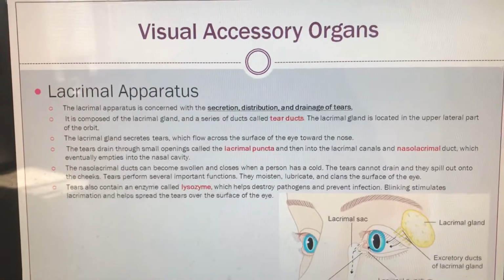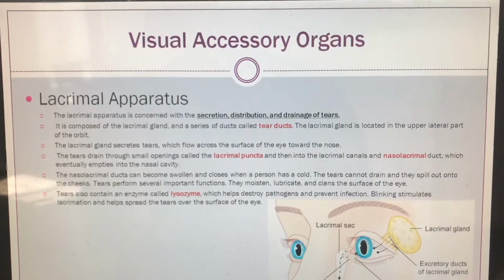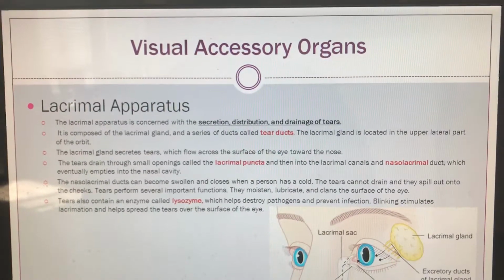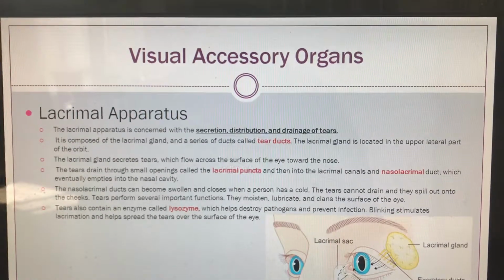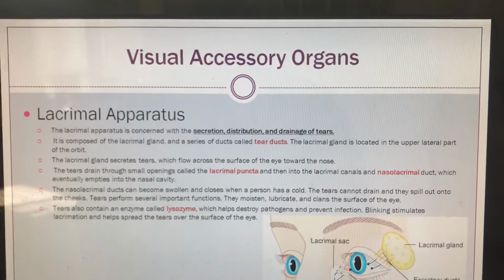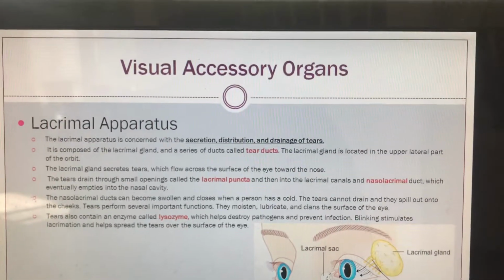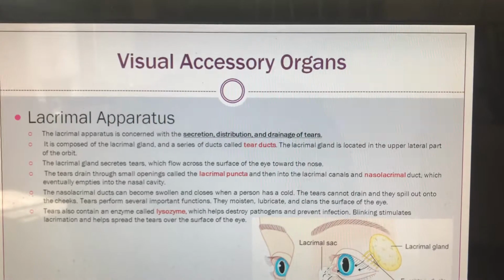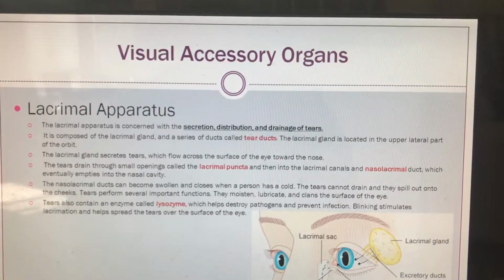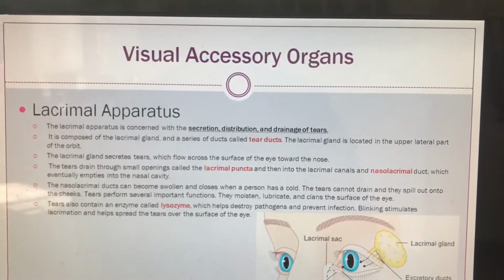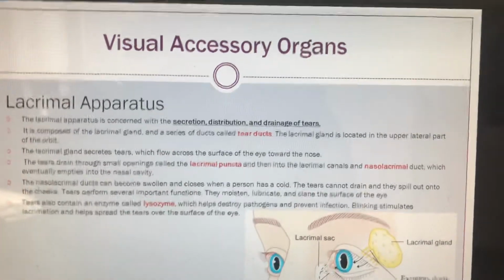The nasolacrimal ducts can become swollen and closed when a person has a cold, and the tears cannot drain, so they spill out onto the cheeks. Your tears perform several important functions. They moisten, lubricate, and cleanse the surface of the eye. Tears also contain an enzyme called lysozyme, which helps destroy pathogens and prevent infection. And blinking stimulates lacrimation and helps spread the tears over the surface of the eye.